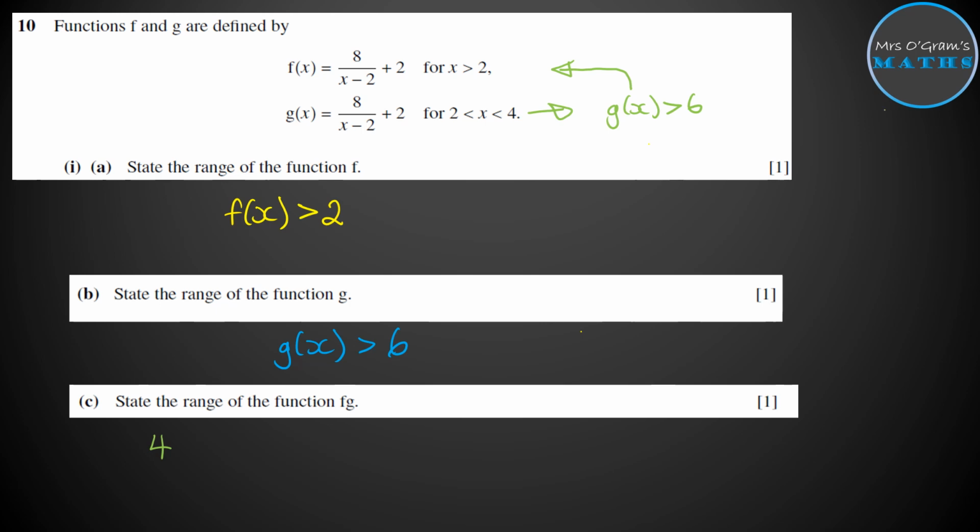Now, if the things going into f can be anything above 6, then think what that could go up to. So if you did 8 over 10 minus 2 plus 2, or 8 over 100 minus 2 plus 2, you're going to get 8 over something very big, which makes that fraction become very small, and then you always add 2 to it. So the fraction part of it is going to tend towards 0, and then you add on 2. So the bottom limit will be a 2 for this range. So our range for f of g can be anywhere between 2 and 4.